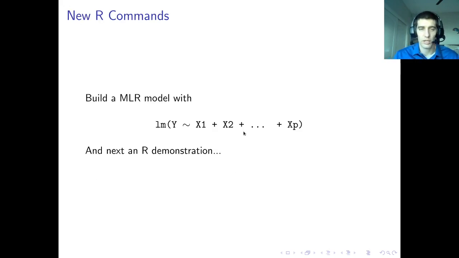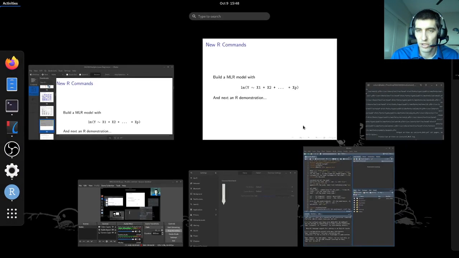Okay, so new R commands. In R, we can build a multiple linear regression model as opposed to a simple linear regression model using this lm function just as before, but instead of just introducing a single predictor, x1, we will introduce multiple predictors, x1 through xp, in the same way, where we can just do plus, and so on and so forth. This is how we build multiple linear regression models. And so, let's jump into R for a little bit.